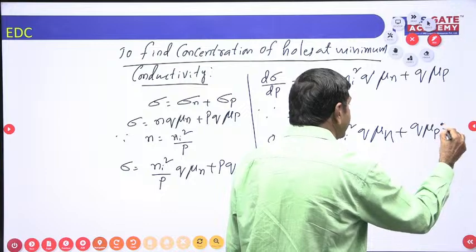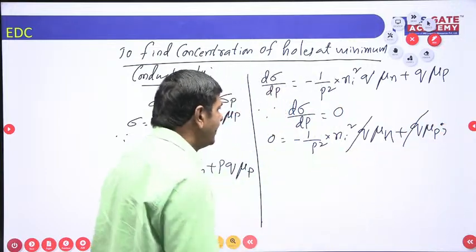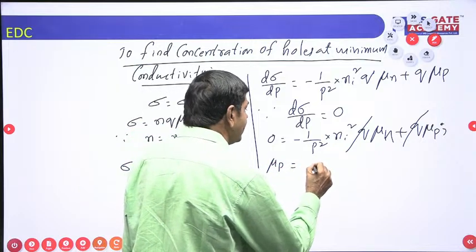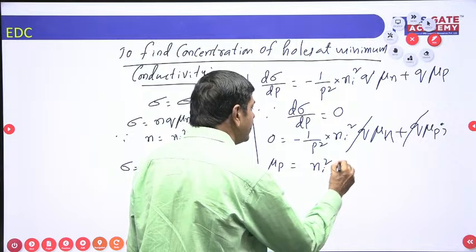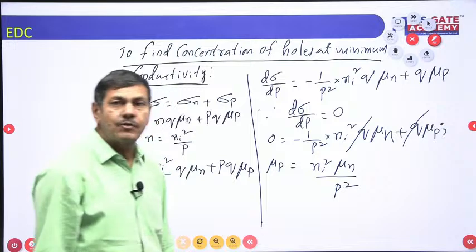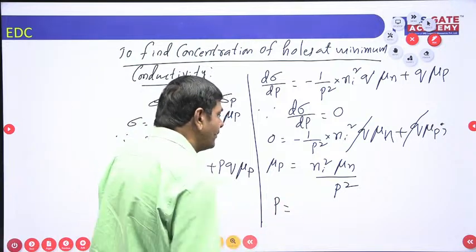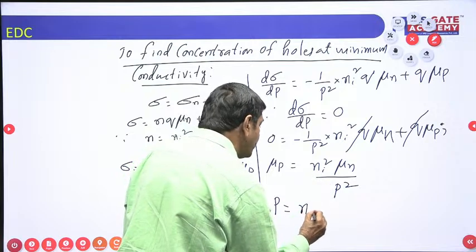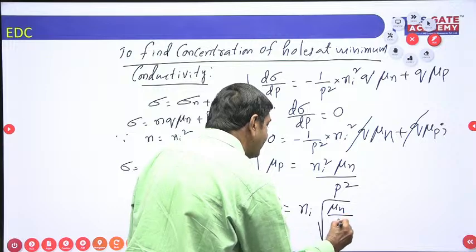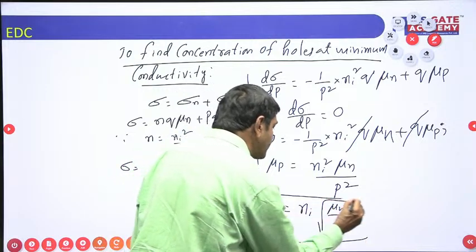That value we are getting, thereby cancel this q term. I can write mu p is nothing but ni square into mu n by p square. My aim is to find out the p value. If you want to find the p value, you must use this formula: ni into under root of mu n by mu p. Yes, this is the formula you must remember in the GATE exam to do the problems.